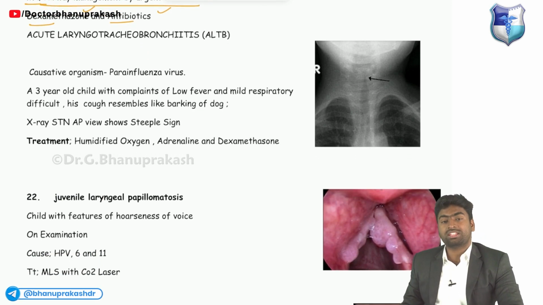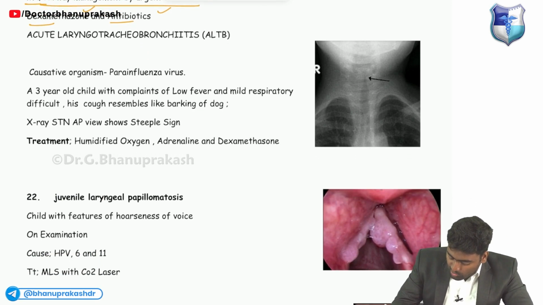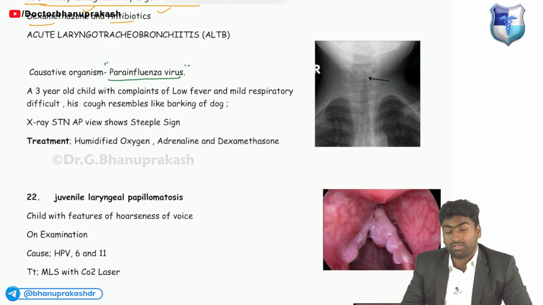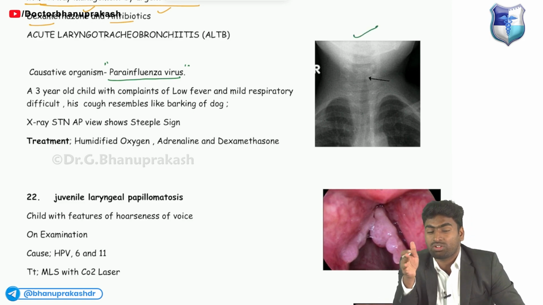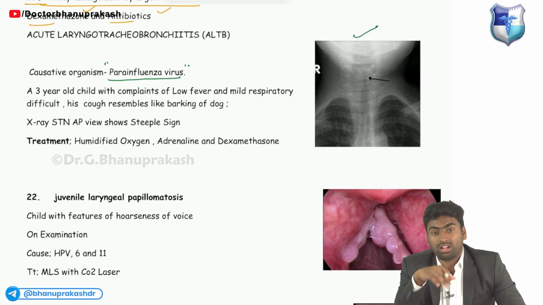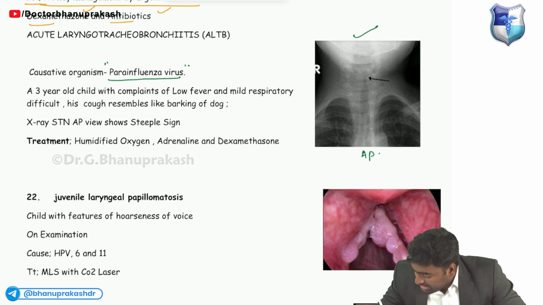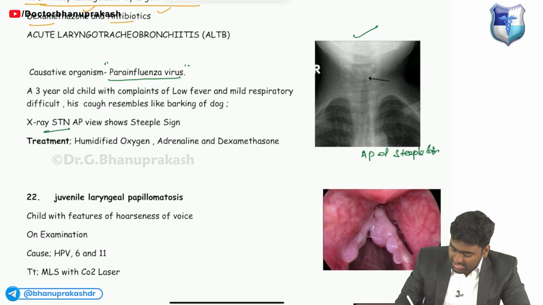Then we will see about acute laryngotracheobronchitis. In the case of acute laryngotracheobronchitis, the causative organism is the parainfluenza virus. We know this parainfluenza virus affects the trachea. So on the AP X-ray you will see the steeple sign.